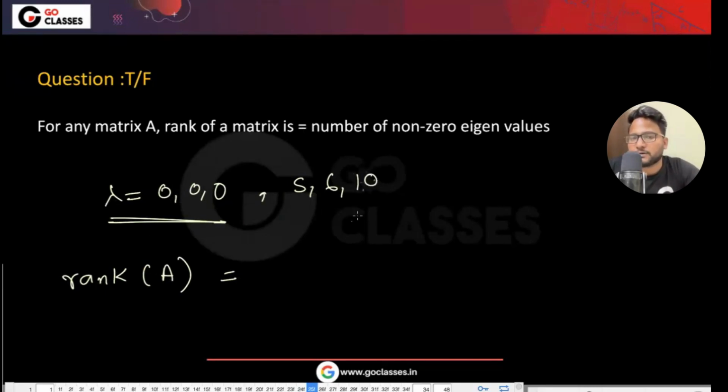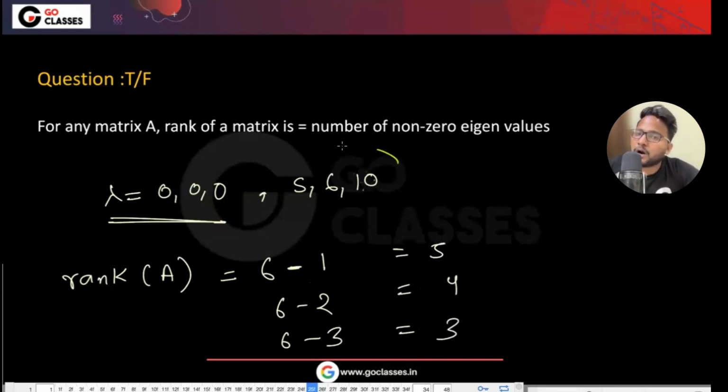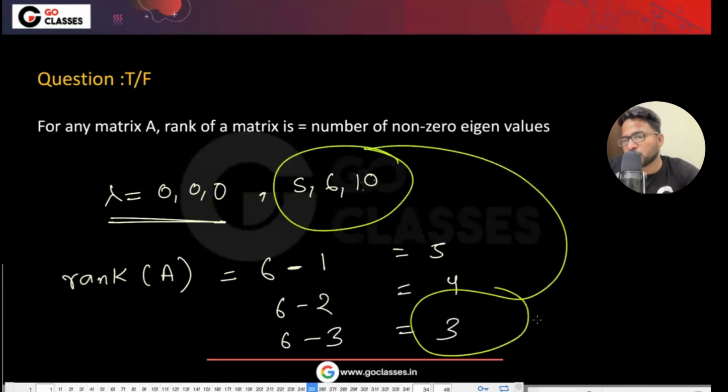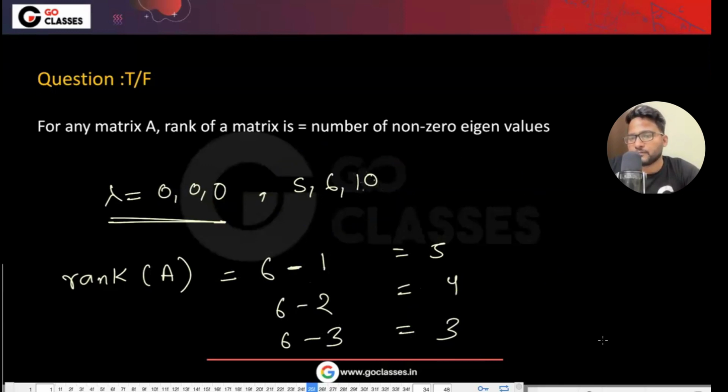Tell me the rank of A. So this is 3 and 3 is 6, right? So it will be 6 minus 1, or 6 minus 2, or 6 minus 3. So it could be 5, could be 4, could be 3. The number of non-zero eigenvalues is 3. Is the rank always 3? No, right? So this particular statement is basically false. Is this okay for everyone? This is a really good question, and it should be understood by everyone.